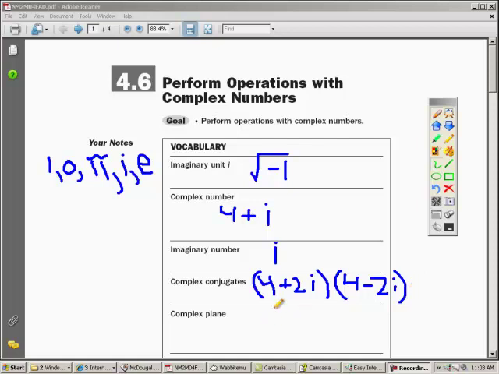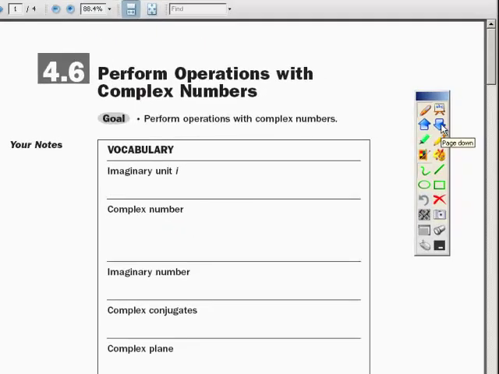The complex plane, you're going to really like that. It's super simple. It's just like a coordinate plane, but this is my real numbers. And these over here are my imaginary numbers on my y-axis. So if I was graphing that 4 plus 2i, I would go 1, 2, 3, 4, up 1, 2. And that would be the location of 4 plus 2i right there. And we'll talk more about that in a little bit.